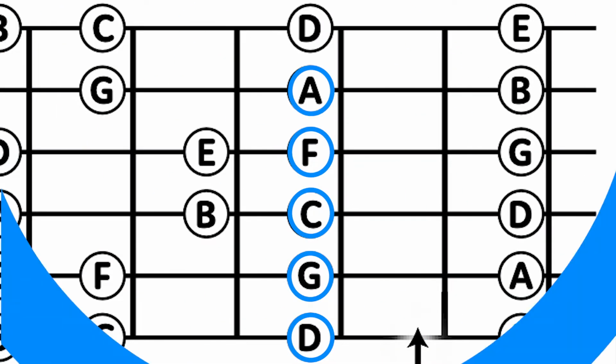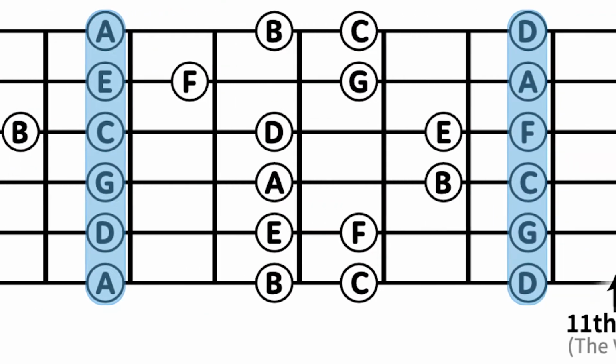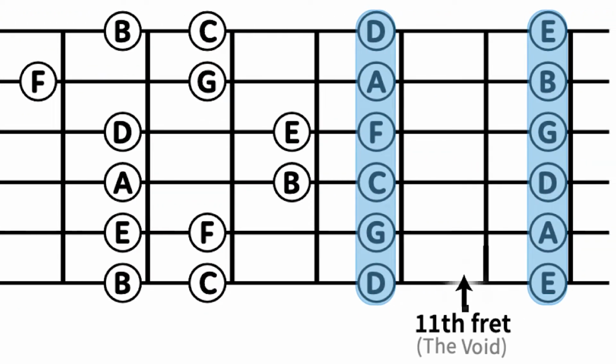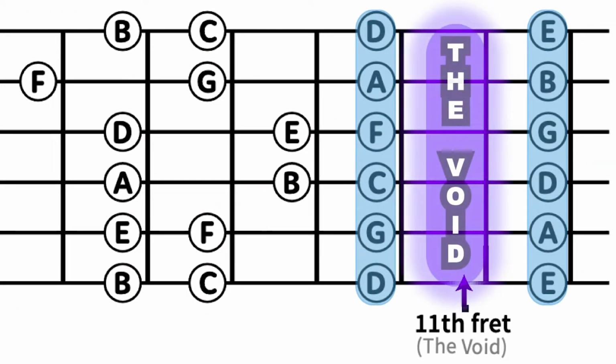When we get to the 10th fret, we have D, G, C, F, A, D. All of those notes belong to the key of C. And when we get to the 11th fret, there are no notes at all belonging to the key of C. All of those notes are sharps and flats. And we get to the 12th fret, of course, that's the open strings again, so we have come full circle.